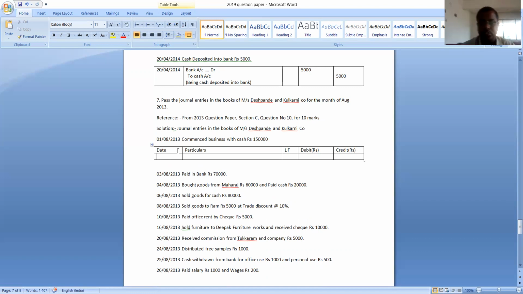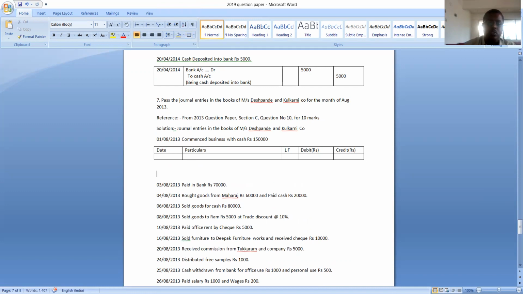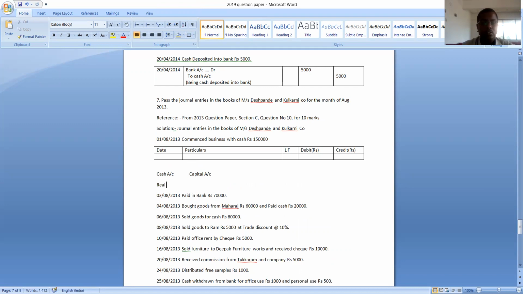Let us start with first transaction. Whenever you pass the journal entry, you have to analyze the transaction first. What is the transaction here? It is commenced business with the cash, rupees 1,50,000. So which are the accounts here? One is cash account and another one is capital account. Cash account is which account? It is a real account. Capital account is which account? It is a personal account.